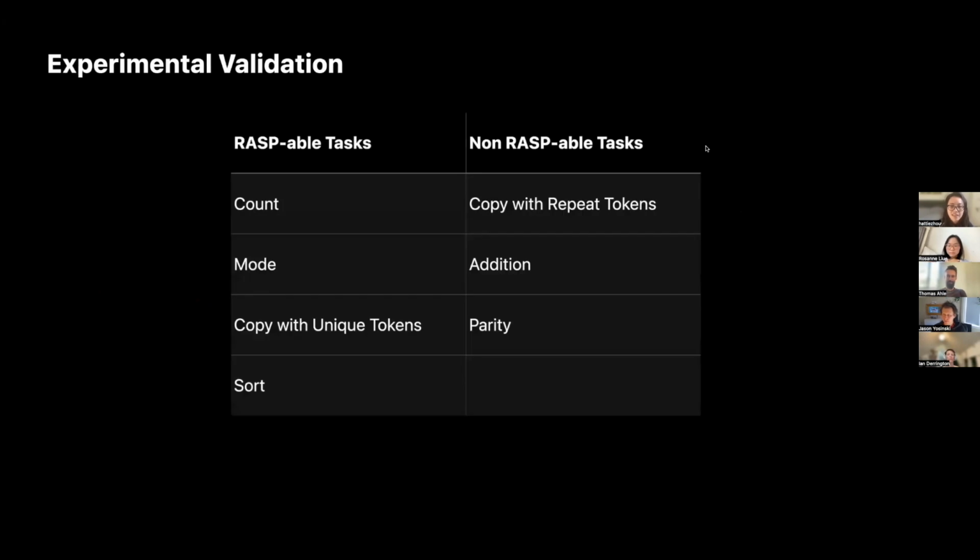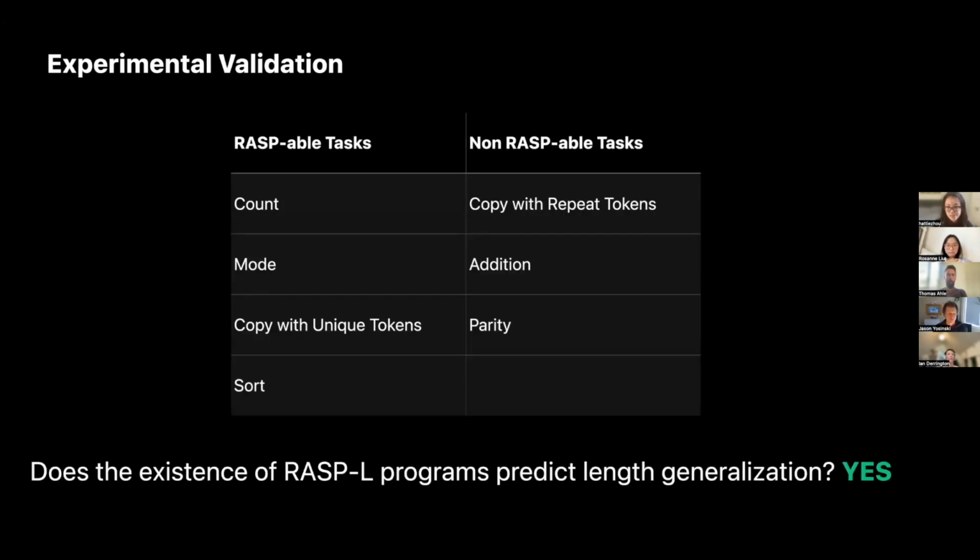Very cool. Okay. So we do see very strong correspondence with whether a task can be represented in RASP-L and whether they show non-trivial length generalization. And what can we do with this?